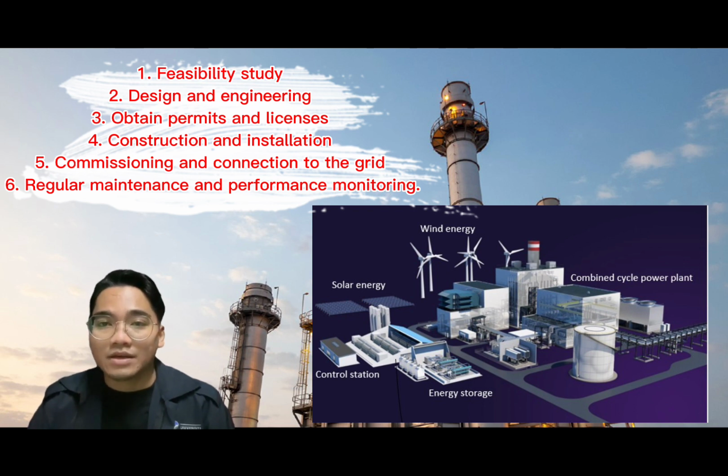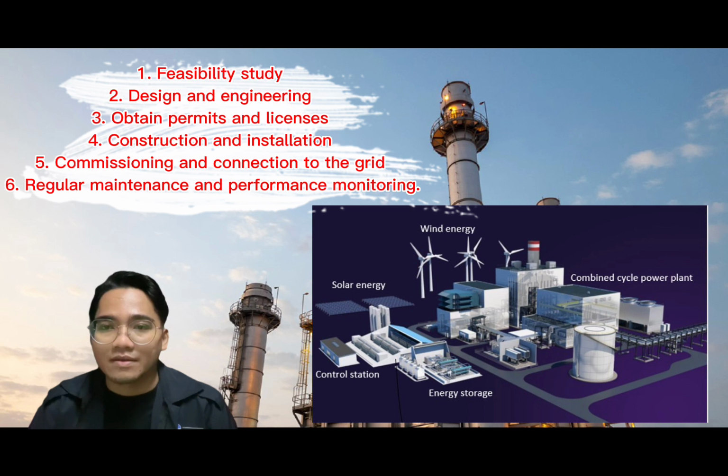Designing a hybrid renewable energy system involves several steps to ensure that the system is efficient, reliable and cost-effective. The first step is to conduct a feasibility study to assess the economic, technical and environmental viability of the project. These include analyzing the wind and solar resources, assessing the power demand and evaluating the potential for grid integration.